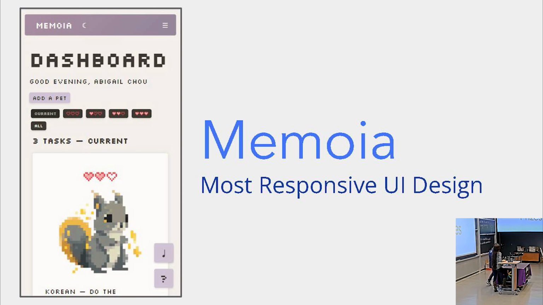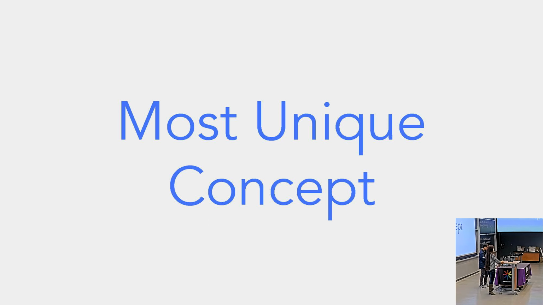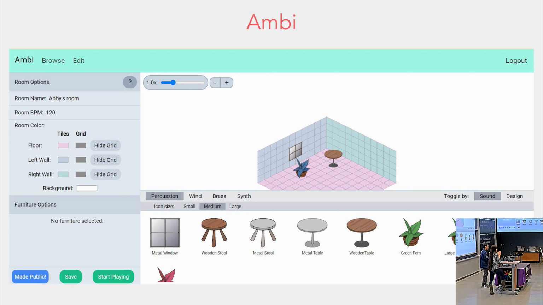All right. On to our special prizes now. Our first special prize was most unique concept. So this is awarded to the team that created a site with the most unique, interesting, or compelling concept. And it features an interesting problem that doesn't have an established solution or addresses a competition theme in a creative way. And this award goes to Ambi, most unique concept. All right. I think for the sake of time, we will go through the rest of the awards.